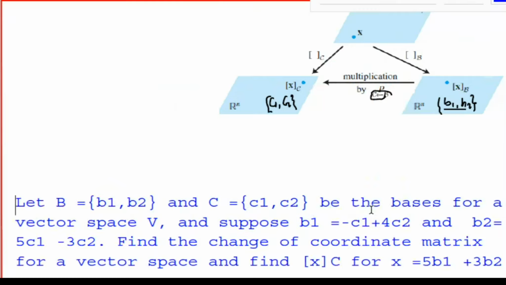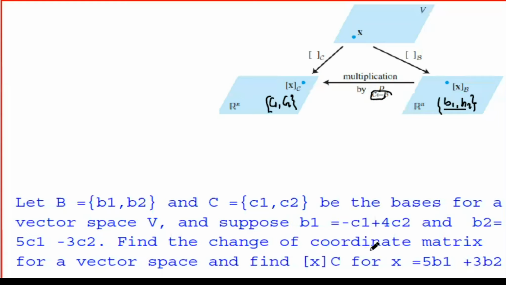C1 and C2 will be the basis for the vector space. Suppose B1 is also a basis vector, which can be written as minus C1 plus 4 C2. And B2 is also a basis vector, which can be written as 5 C1 minus 3 C2. C1 and C2 is also a basis of the same vector space.